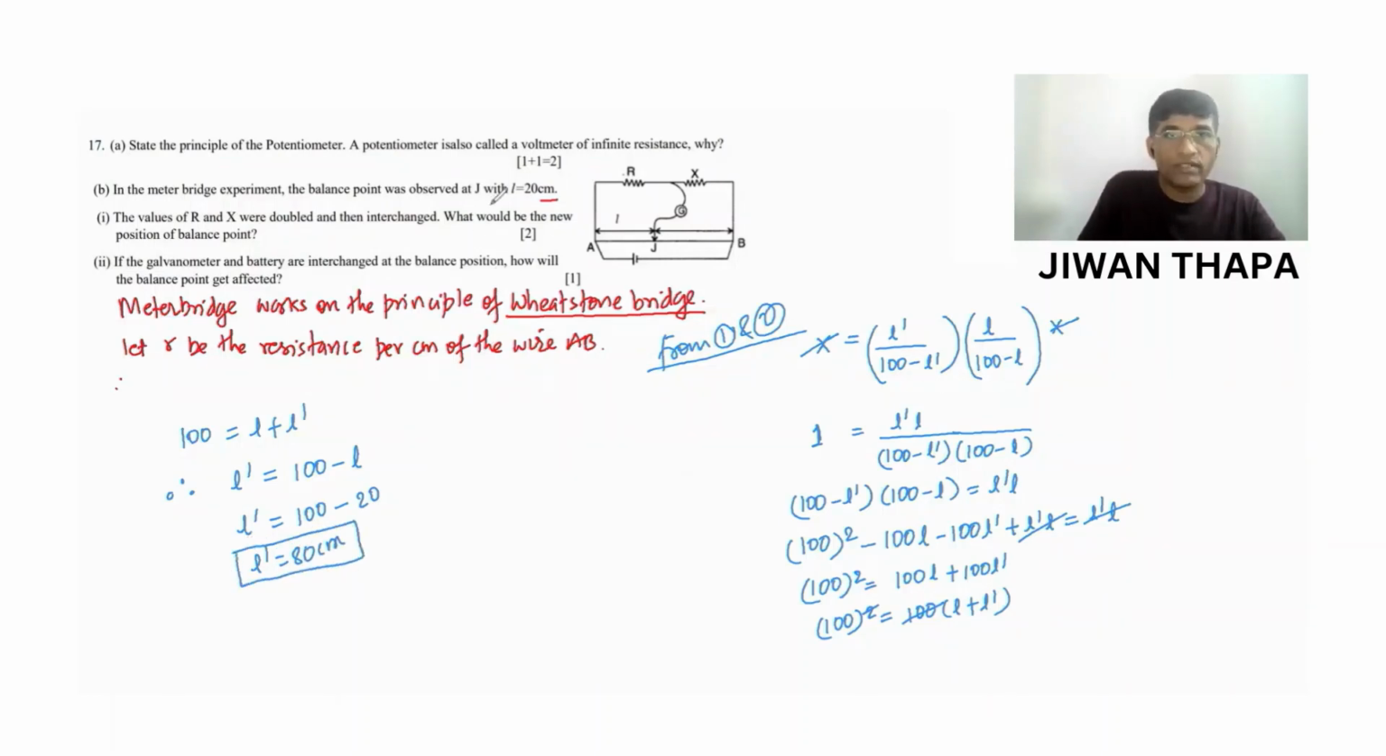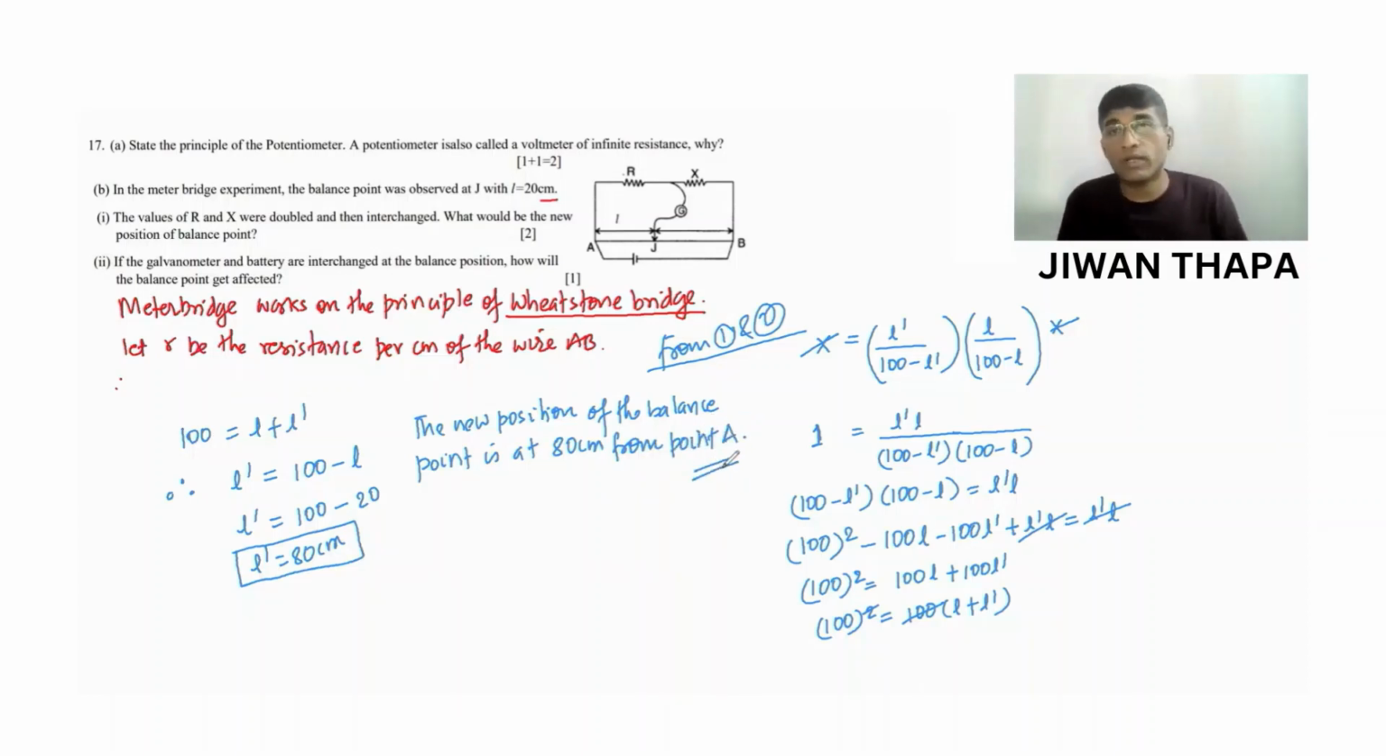So we are asked to find what will be the new position of the balance point. So the new position of the balance point is at 80 centimeter from point A. So this is to be noted. Now next, if the galvanometer and battery are interchanged at the balance position, how will the balance point get affected?